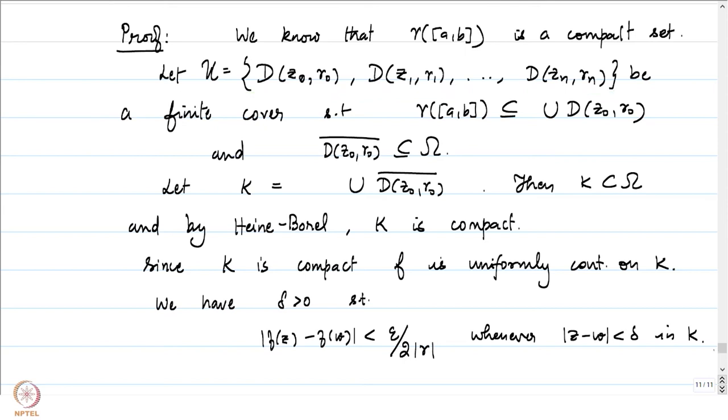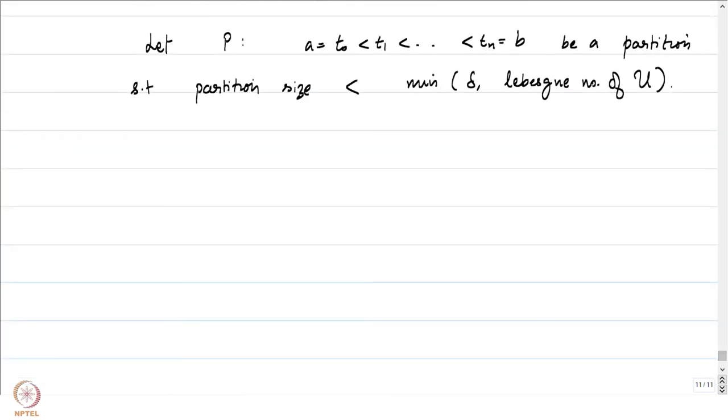Let me recall what the Lebesgue number was for a given open cover. The Lebesgue number was a number, let's call it delta prime here because delta is already taken, such that if you look at any disk of radius delta prime with center at a point in the image of gamma, that will be contained in one of the open sets given in this open cover. That was the precise definition of our Lebesgue number. So, that Lebesgue number is being put here just to ensure that any neighborhood of any point in the partition will always be sitting inside one of the open sets and hence inside K.